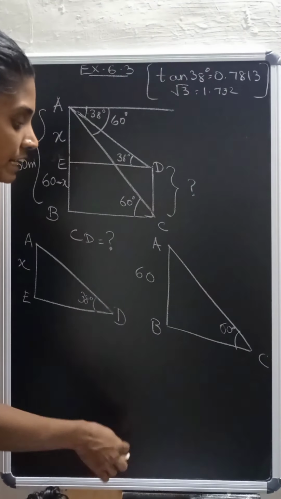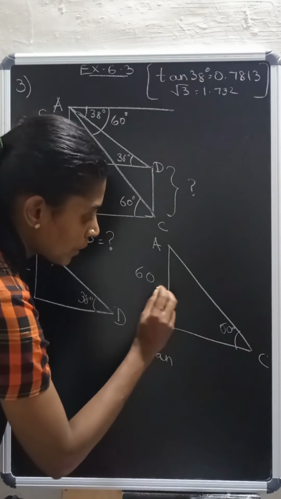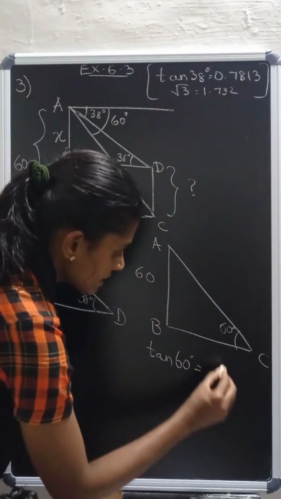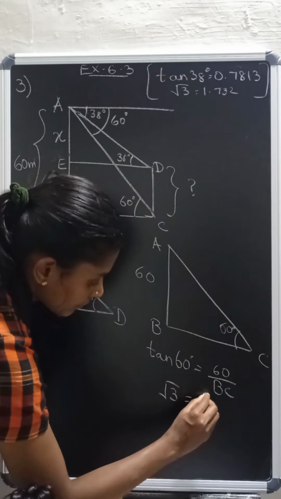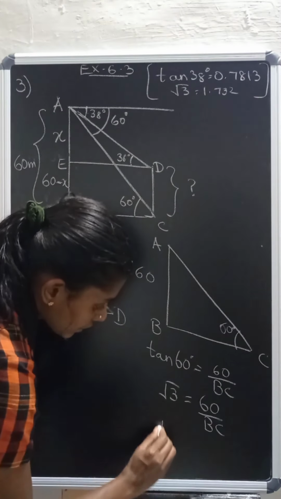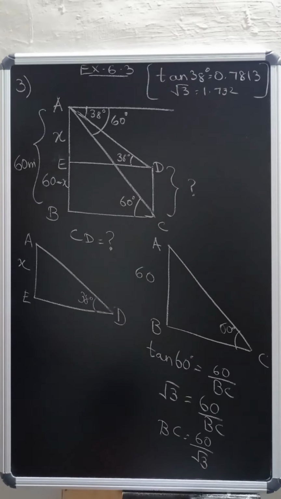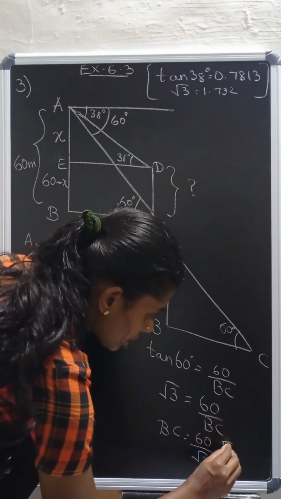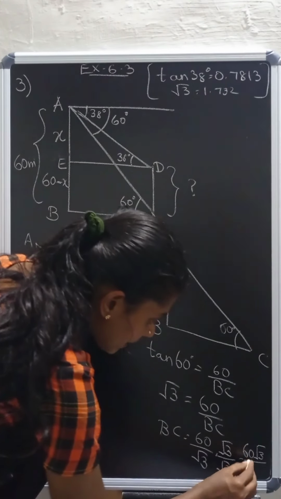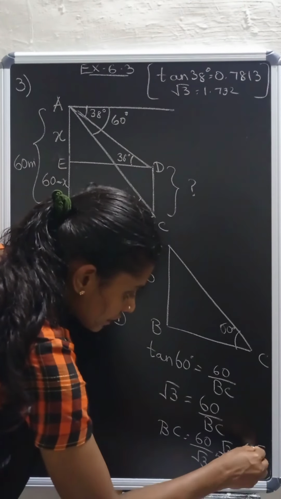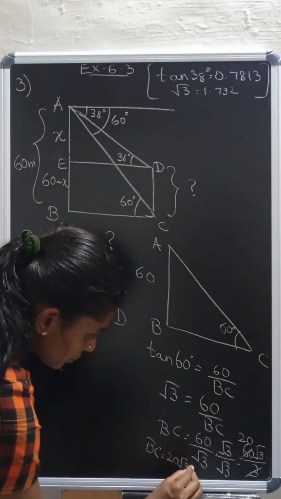We will take this triangle ABC first and find the adjacent value BC. So tan theta is equal to opposite by adjacent. Tan 60 degrees is equal to 60 by BC. Tan 60 is root 3. Now BC is equal to 60 divided by root 3. So multiplying and dividing by root 3, 60 root 3 divided by root 3 into root 3, which is 3. Now on cancelling, 20 root 3. So BC is equal to 20 root 3 meters.